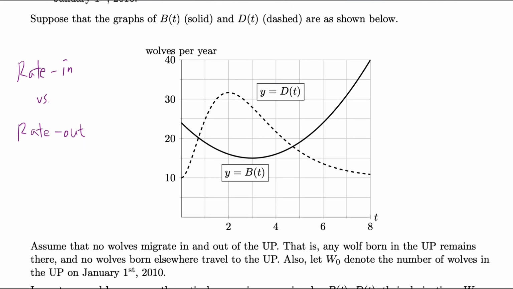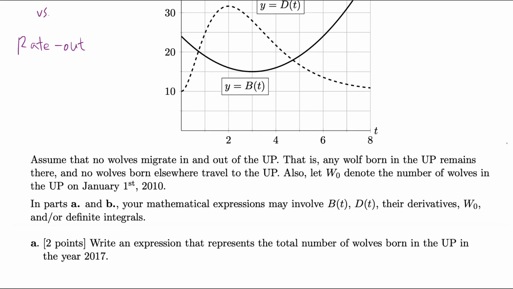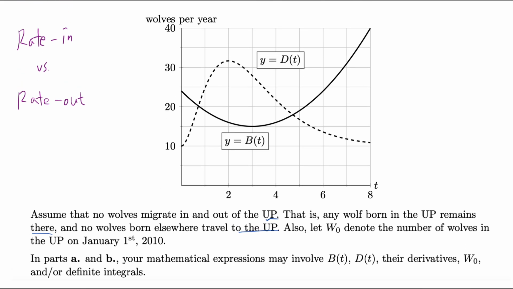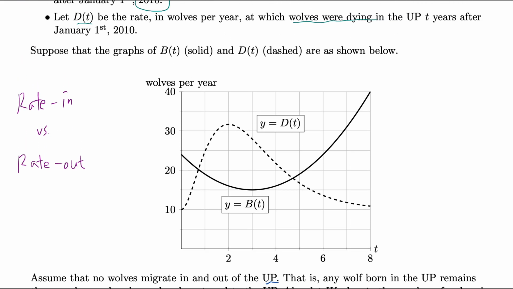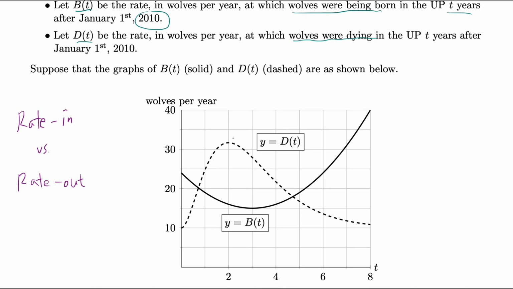So what are the questions? Well, there's a little more to say. Assume that no wolves are migrating in and out of the UP. So any wolf born in the UP is remaining there, no one's going out, and no wolves born in some other place are traveling into the UP. So here, the rate in and rate out are completely controlled. There are no other variables when it comes to the population change other than B of t and D of t. That's really what's happening here.